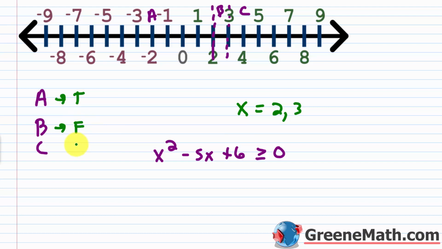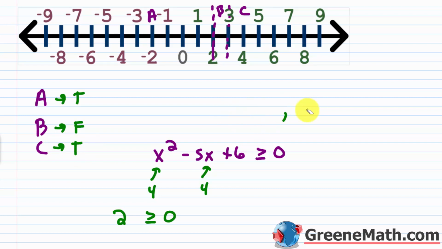Then lastly, let's check something in interval C. So let's just pick 4. That's easy to work with. So I'll plug in a 4 there and there. So 4 squared is 16. And then minus 5 times 4 is 20. And then plus 6, is this greater than or equal to 0? Well, 16 plus 6 is 22. 22 minus 20 is positive 2. So you'd have that 2 is greater than or equal to 0, which is true. So for interval C, or region C, or whatever you want to call it, this is going to be true.